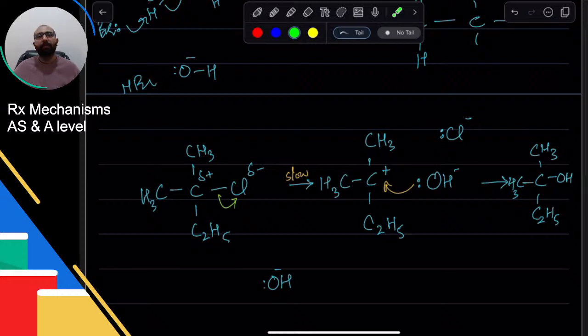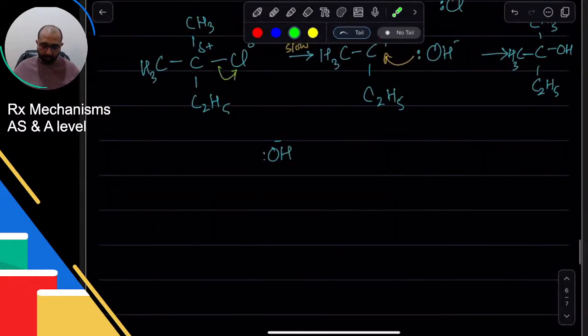The more stable carbocation will form the major product. Absolutely, that is always correct. Yes. All right. So let's move on to the one where.